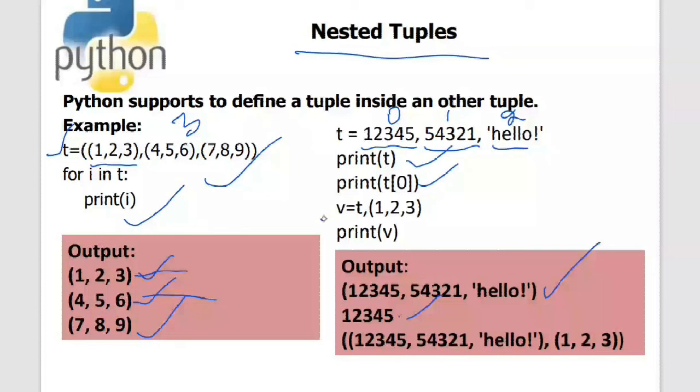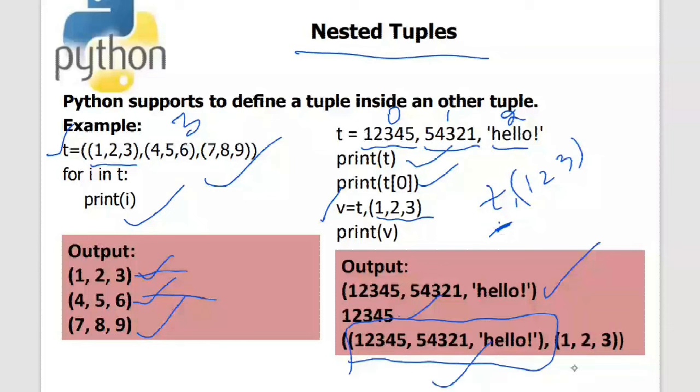1, 2, 3. I can put it this way: T comma 1, 2, 3. There are 2 items here. The first one is T, so it takes all the elements from T. What are the elements in T? This is T. These will be taken, as well as the other tuple, which is 1, 2, 3. When I print it, it will have all the items of T as well as another item, which is 1, 2, 3.